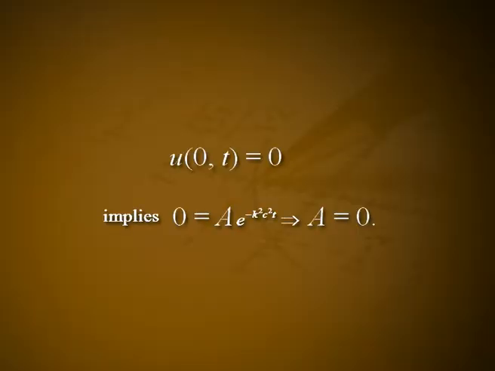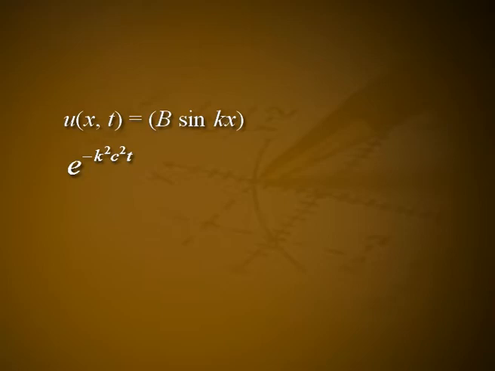u(0,t) = 0 implies 0 = a e^(−k² c² t), which implies a = 0. Therefore, the solution becomes u(x,t) = b sin kx e^(−k² c² t).